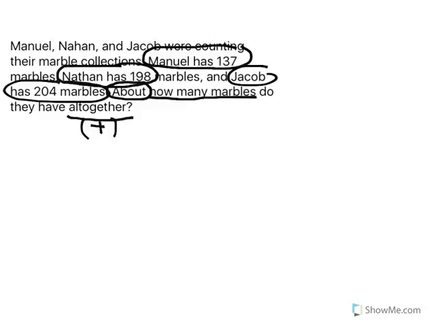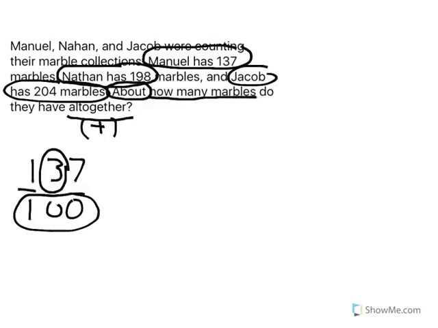So since I saw that word about, it tells me I have to round first. I'm going to start with 137. Since it's a 3-digit number, I'm going to choose to round to the hundreds place. I underline my hundreds place, I circle my helper. My helper tells me that I need to let it rest, so I'm going to leave it alone and everything to the right becomes a 0. My new number is 100.